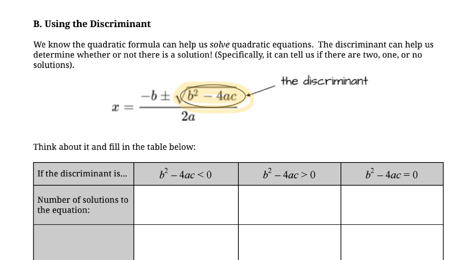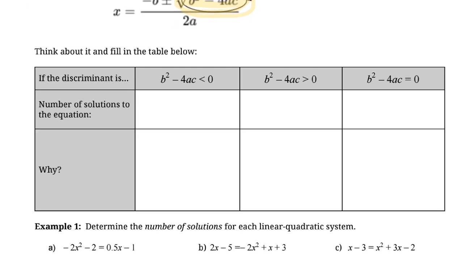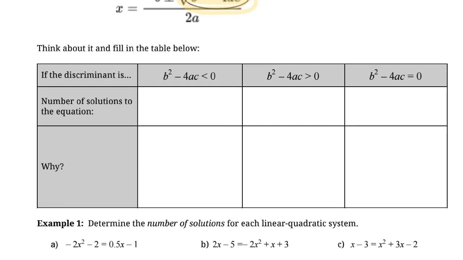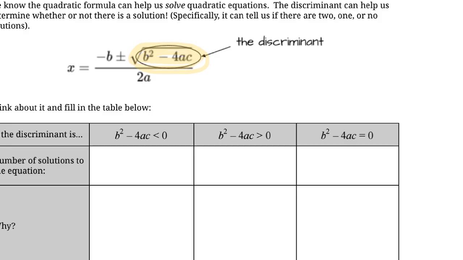And all of that comes from the answer that we get when we calculate the discriminant. Okay, so we're going to take a look at all 3 situations that we could get, depending on what the value of the discriminant is. So the discriminant is just that b squared minus 4ac.